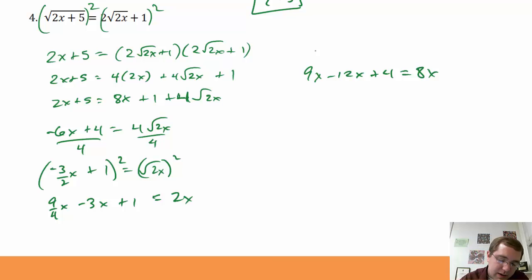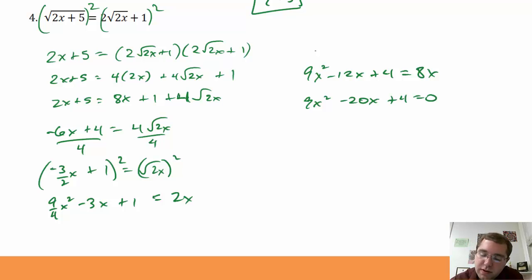Actually, this should be 9/4 x squared, because I had negative 3 halves x times negative 3 halves x. So 9/4 x squared. So this is a 9x squared. Okay. And then 9x squared minus 12x, and I subtract the 8x over, so the negative 12x minus 8x makes negative 20x. 9x squared minus 20x plus 4 equals 0.